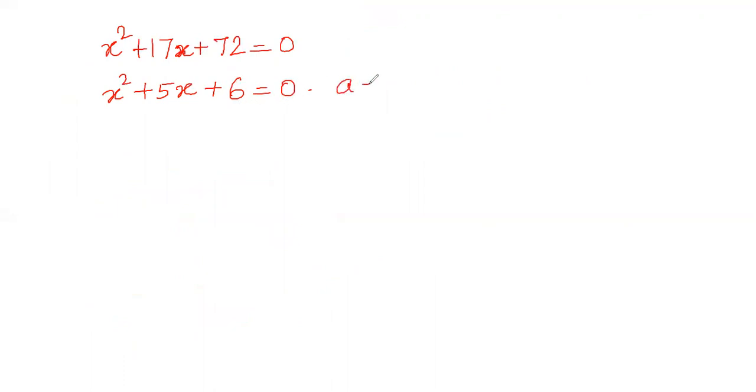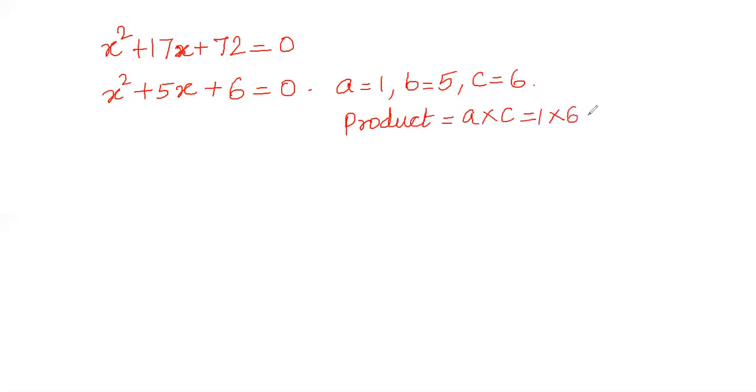Now you take the values of a, b, c so that it will be easy for you. b is 5 and c is 6. For better understanding, I'll put it in a different way so that it will be easy for you to solve the equations. It's my way of teaching. So you take the product ac, which is a times c, which is equal to 1 times 6, that is 6.